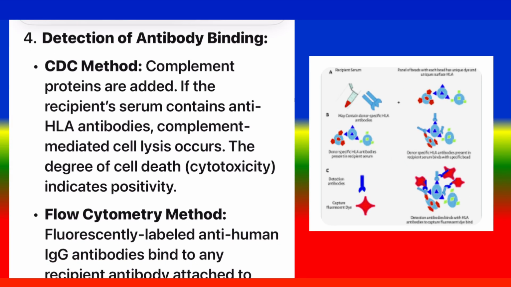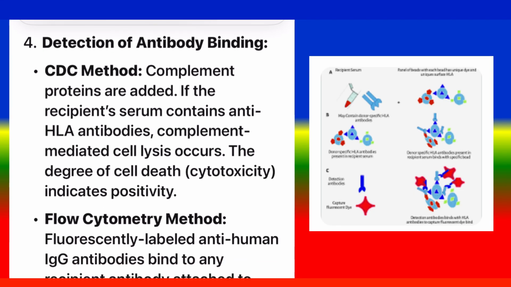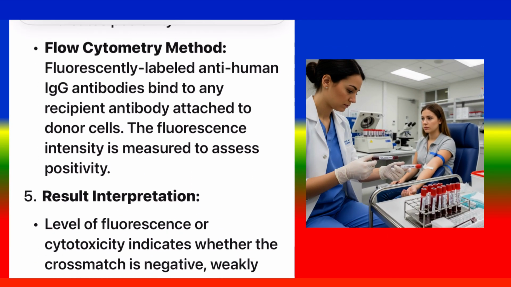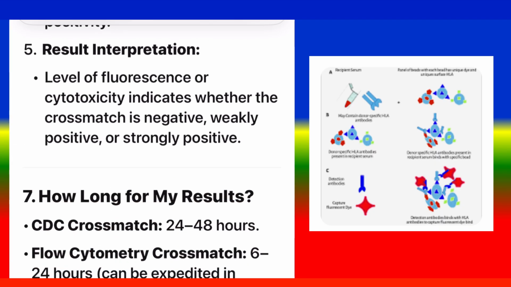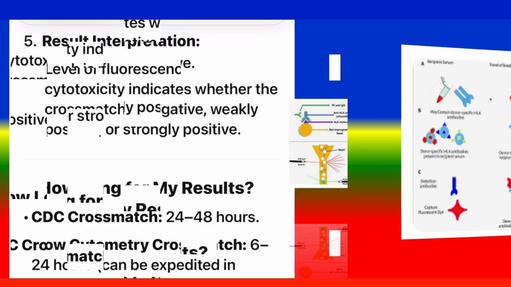4. Detection of antibody binding. In the CDC method, complement proteins are added. If the recipient's serum contains anti-HLA antibodies, complement-mediated cell lysis occurs. The degree of cell death, cytotoxicity, indicates positivity. In the flow cytometry method, fluorescently labeled anti-human IgG antibodies bind to any recipient antibody attached to donor cells. The fluorescence intensity is measured to assess positivity. 5. Result interpretation. The level of fluorescence or cytotoxicity indicates whether the crossmatch is negative, weakly positive, or strongly positive.